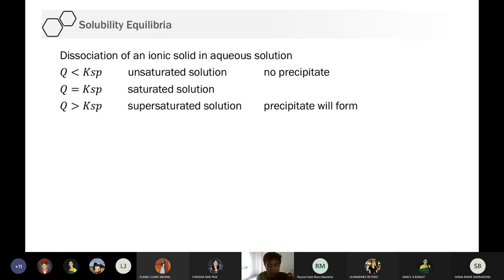Pero kapag dinagdagan mo pa yung iyong ions, that means yung Q mo, it becomes greater than Ksp. Then dun na mamumuo yung ating precipitate. Okay? So again, the precipitate will only form when the threshold was achieved, when your ions amount is greater than the Ksp, when Q is greater than Ksp. Pero if yun ay equal lang or less than, hindi pa mabubuo yung precipitate natin. Okay? So that means hindi agad-agad nabubuo, kailangan may limit siyang ma-reach until mag-start siya mag-form ng precipitate.